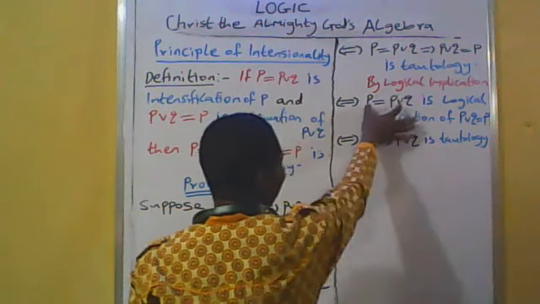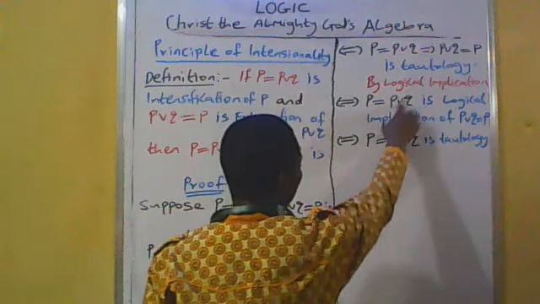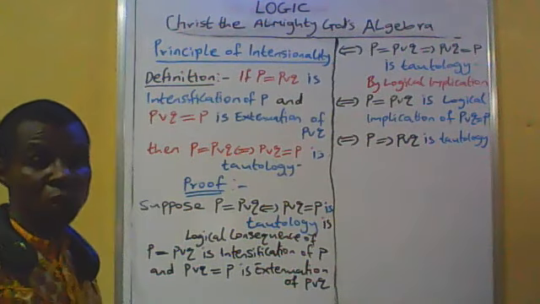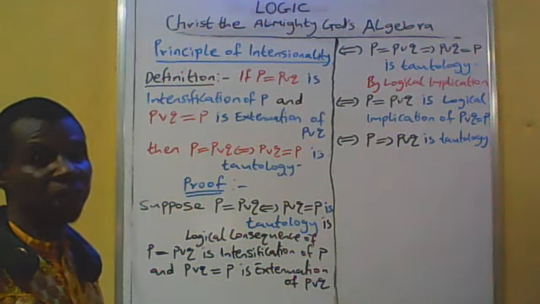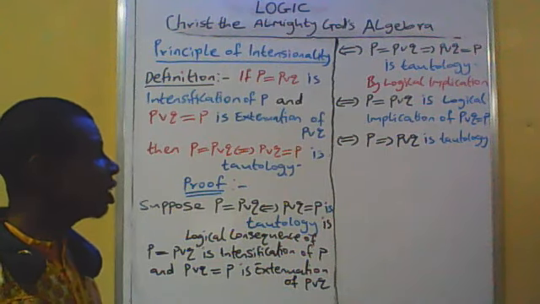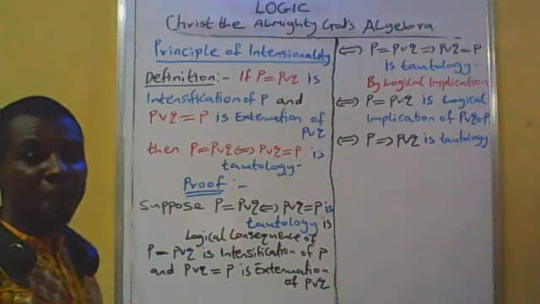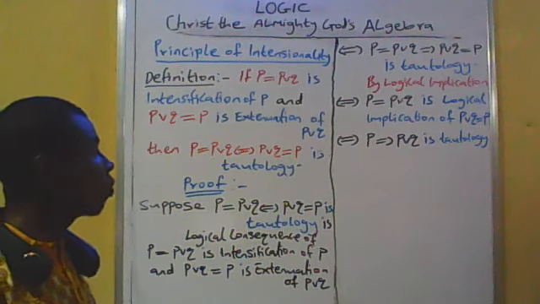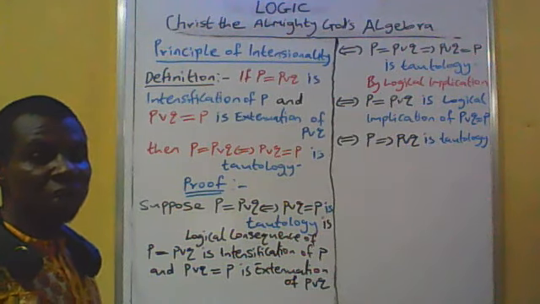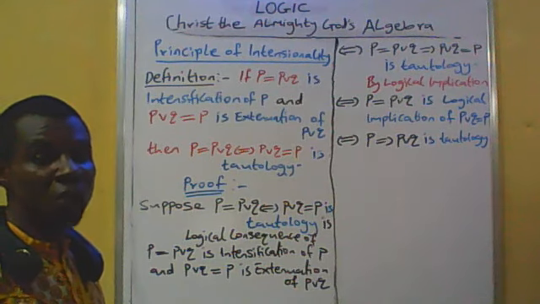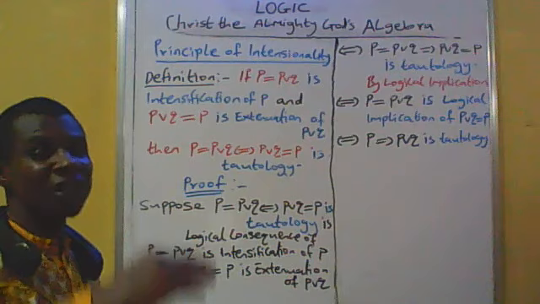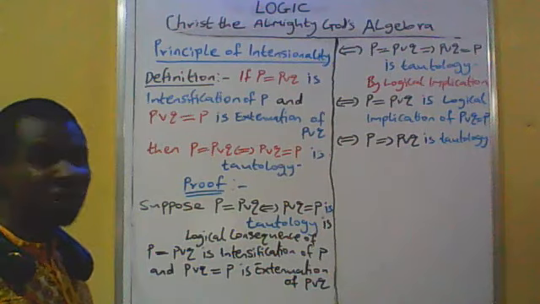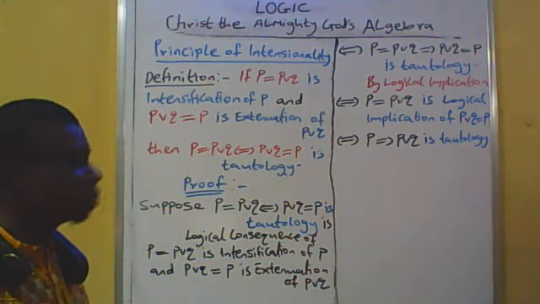That means since this P equal to P or Q is a logical implication of P or Q equal to P, we have found out that P equal to P or Q is not a logical equivalent. It's not a law. It is a logical implication, in the sense that P is a microcosm of P or Q, while P or Q is a macrocosm of P. In other words, P is a subset of P or Q, while P or Q is a superset of P. So we say that it is a logical implication.